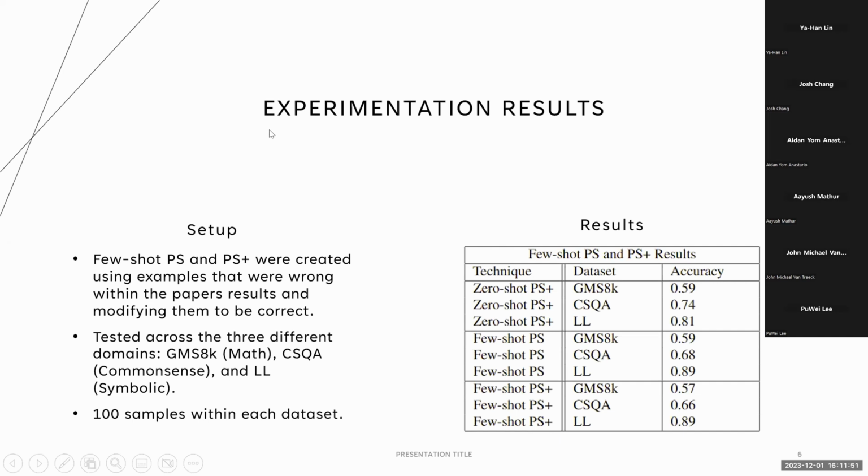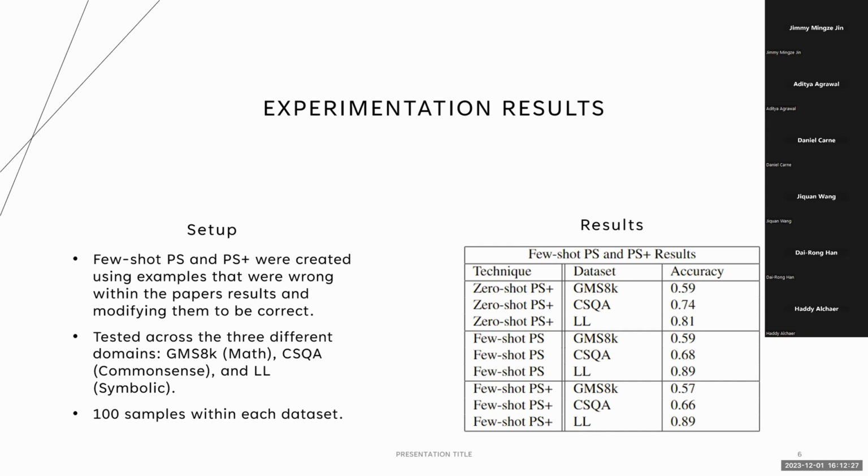Like I said, I wanted to implement few shot plan and solve plus, and to get the examples, I took three different domains of data sets: one of the math data sets, which is GSM8K, one of the common sense data sets, which is CommonsenseQA, and one of the symbolic data sets, which is last letter. Last letter is just giving the large language model four words, and it wants to take the last letter of all those words and concatenate them into one string. Whereas CommonsenseQA is just common sense questions, and GSM8K is pretty complex math questions.